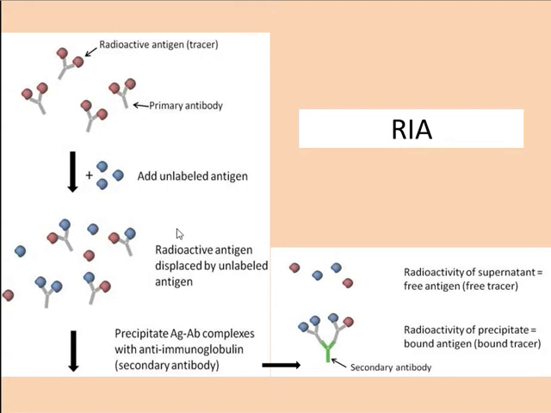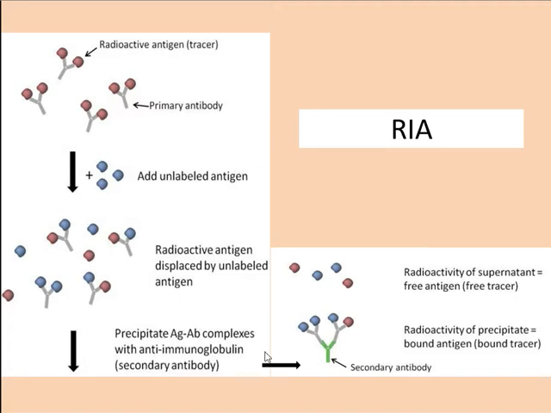So the amount of serum antigen is directly proportional to the radioactivity of the supernatant, whereas it is inversely proportional to the radioactivity of the precipitate. So this is the basic principle behind radioimmunoassay.